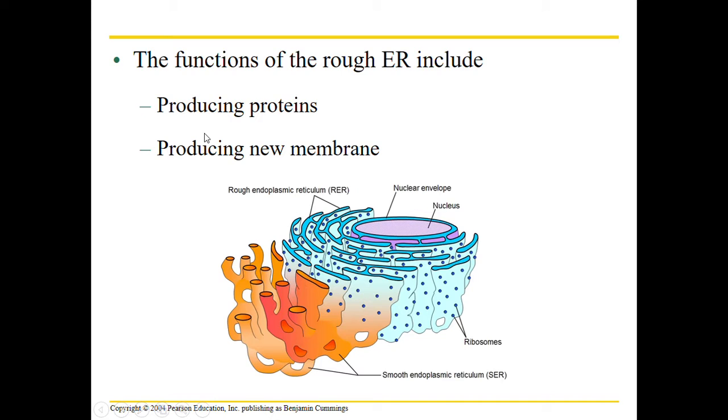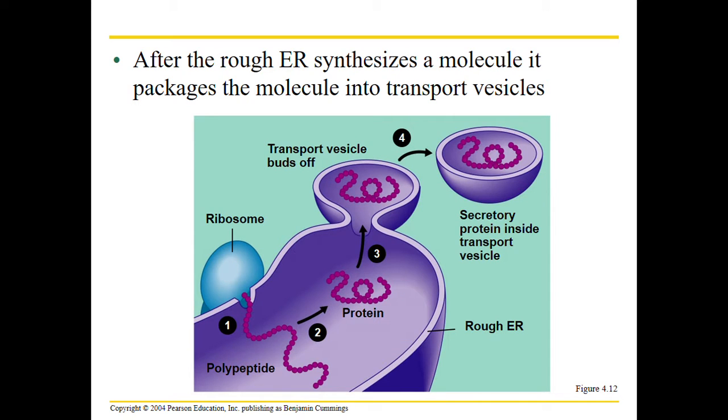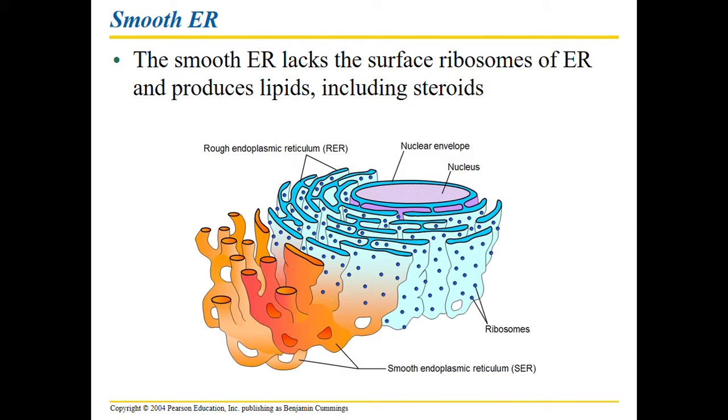Here we have the ER producing proteins, producing membranes, and then it sends out these little packages of info through vesicles. Vesicles are membrane-bound sacs with products inside. After the ER synthesizes a molecule, it packages the molecule into transport vesicles and moves out those products.